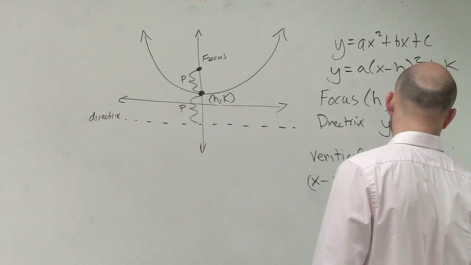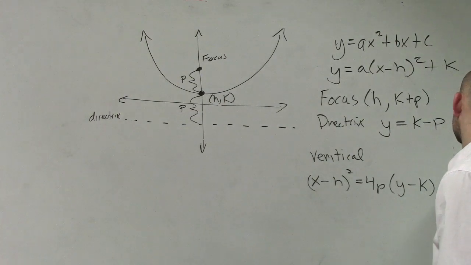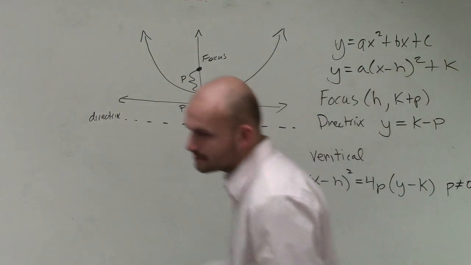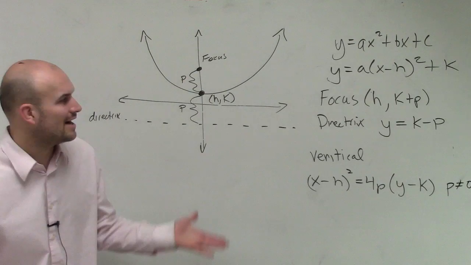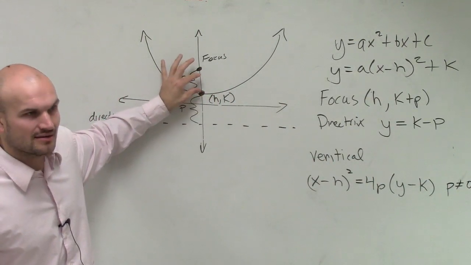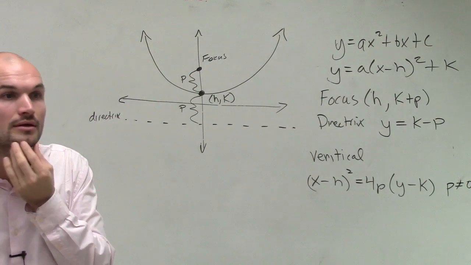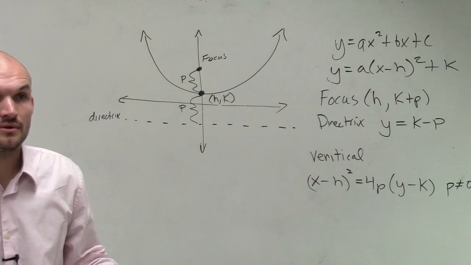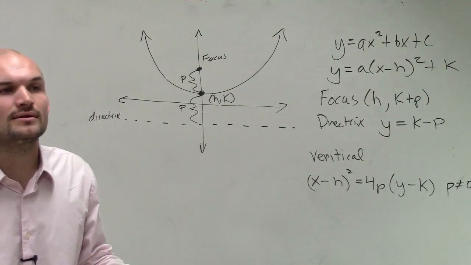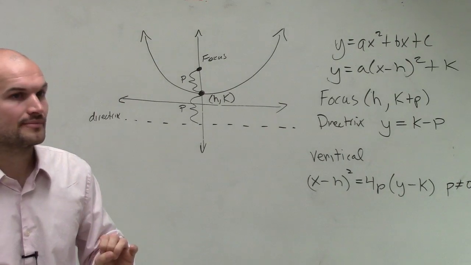times y minus k, where p cannot equal 0. And why can p not equal 0? Well, obviously, if p equals 0, then you'd have no focus. Is it just not less than 0? No, p can be less than 0. It just says p cannot equal 0.